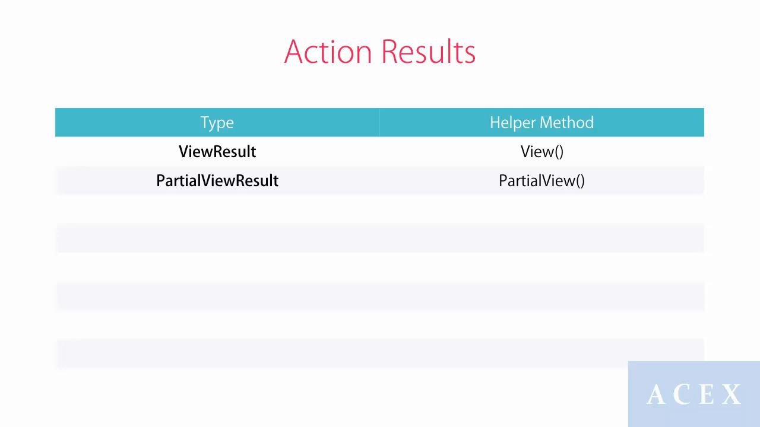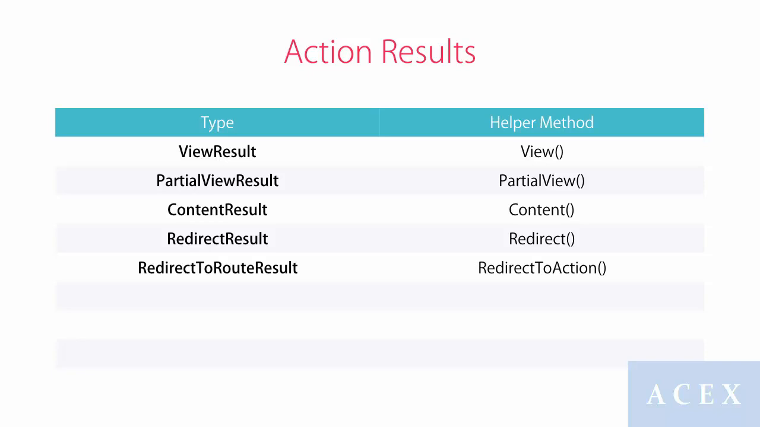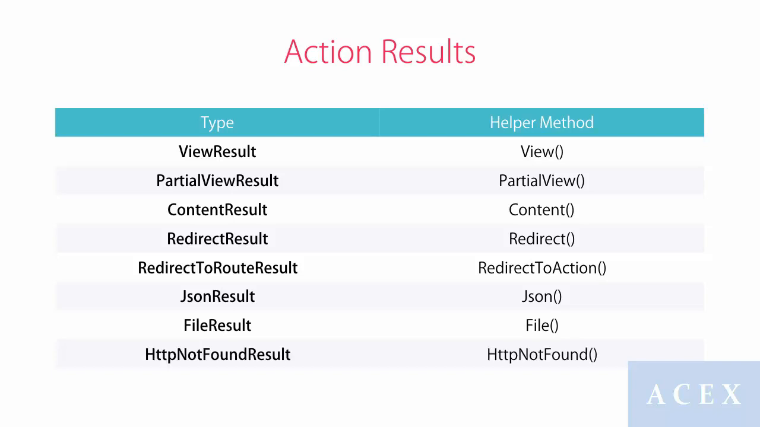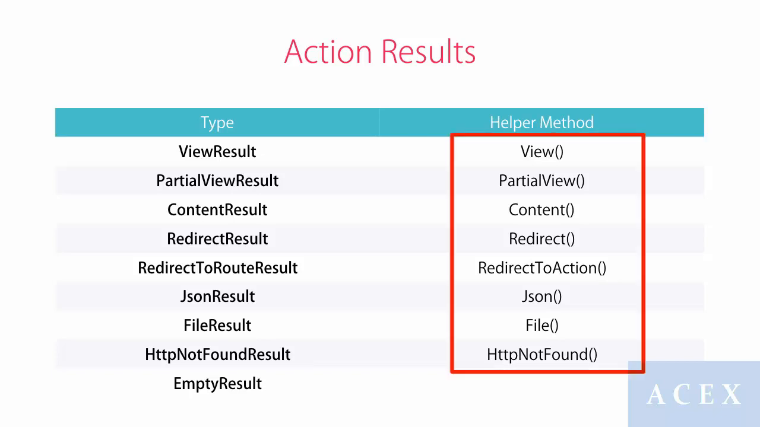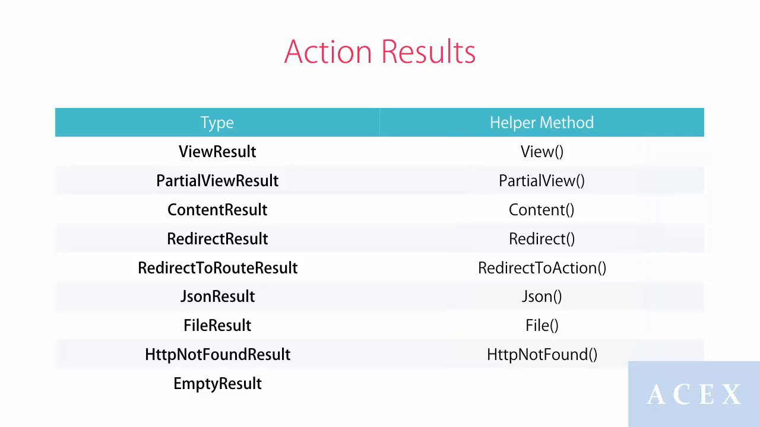We have partial view result to return a partial view, content result to return simple text, redirect result to redirect the user to a URL, redirect to route result to redirect to an action instead of a URL, JSON result to return a serialized JSON object, file result to return a file, HTTP not found result to return a not found or 404 error, an empty result which is used when an action doesn't need to return any values, like void. As you can see, for all these types except empty result, we have a helper method in the base controller class. So let's see some of these in action.